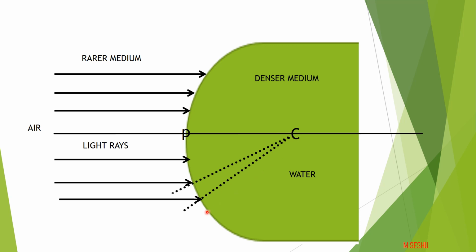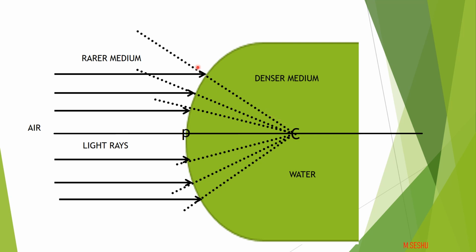So these are all the normals. See this one. What are the normals? A normal is a line which joins the center and any point on the circumference of the curved surface. Any line which joins the center and any point on the curved surface is considered as the normal. Are you clear about that one?